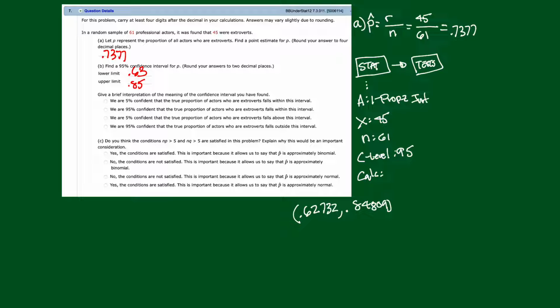So our interval is really going from 0.63 up to 0.85, right? And we are 95% sure that we've captured the true proportion in that interval. And that just happens to be what the next question is. Give a brief interpretation. All right, forget this 5%. So we're at 95%. What's the first one say? We're 95% confident that the true proportion falls in this interval. Yeah, and the other one is outside, so forget that. So we're here at the second one.